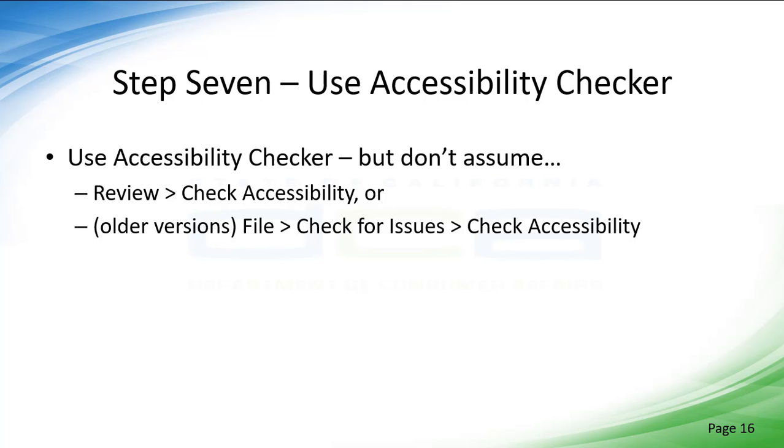You will find the accessibility checker in current versions of Microsoft Word on the Review ribbon, and there is a Check Accessibility button. In older versions of Microsoft Word going back to 2010, you will find this function on the File menu. You will see a Check for Issues button, and when you drop down that menu, you will see Check Accessibility. It is only going to catch about 40% of the issues.